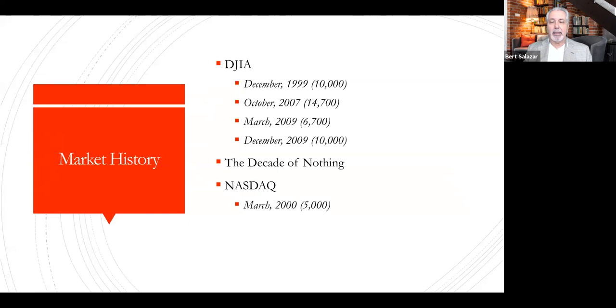Now let's take a look at the NASDAQ. Again, the NASDAQ in March of 2000 hit 5,000 points for the first time in history. Do you have any ideas? You want to take a guess as to when was the next time that the NASDAQ hit 5,000 points again? As a matter of fact, it wasn't too long ago. It was almost to the day in 2015. So the NASDAQ went on a 15-year hiatus from 2000 to 2015.